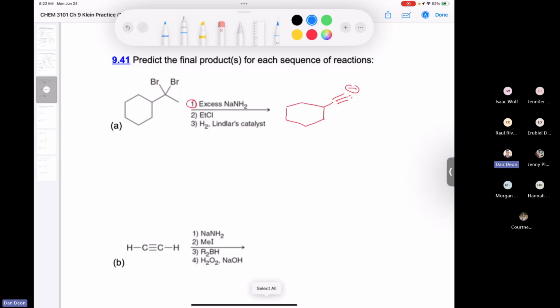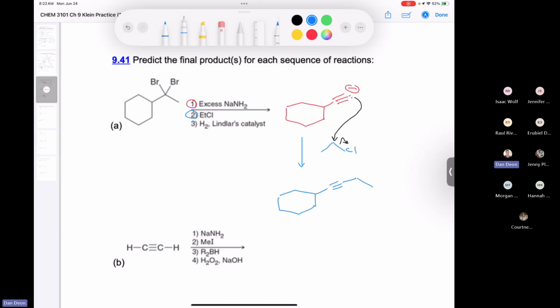And then in the second step, I'm going to treat it with ethyl chloride. So if I have ethyl chloride, which looks like this, I'm going to do an SN2 on my primary alkyl halide, which is going to give me this compound. So you'd call this cyclohexyl ethyl acetylene, I guess.